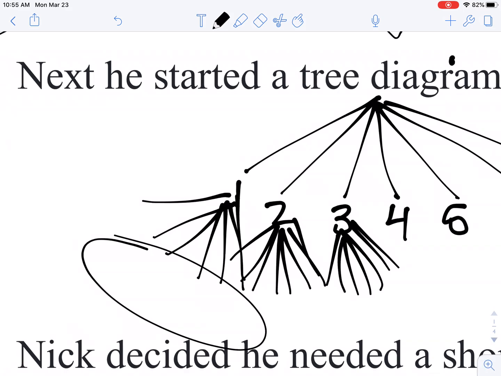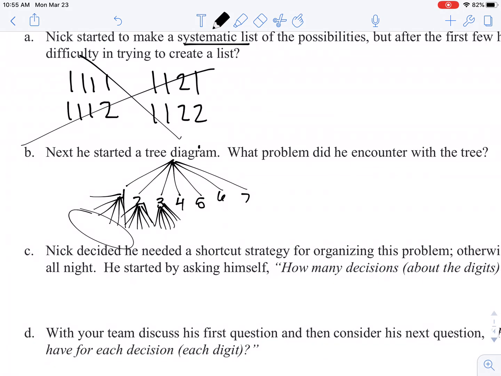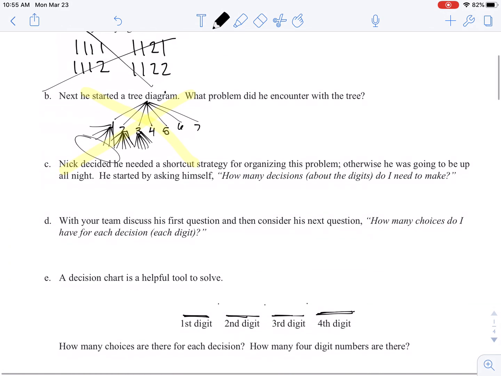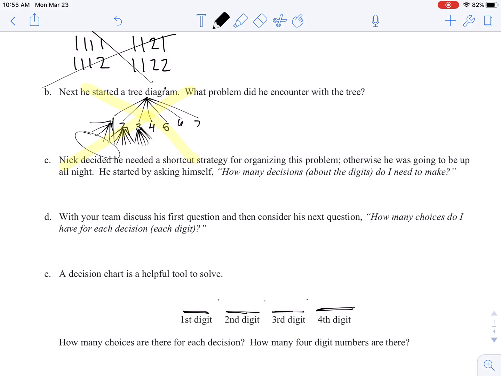It's going to get way too cumbersome. It's going to be too big. So that's not really a good option there either. What I need to do is to come up with a shortcut strategy for organizing this problem. Otherwise, Nick just thought he was going to be up all night doing it. So he asked himself, how many decisions about the digits do I need to make? Well, it turns out he needs to make 4 decisions. 1 for the first digit, the second, the third, and the fourth.